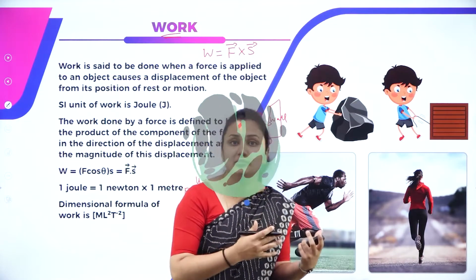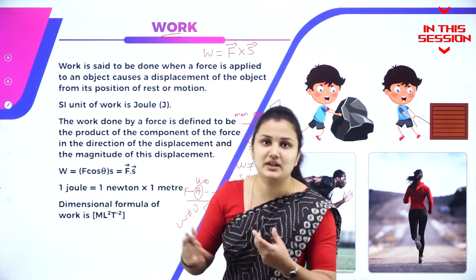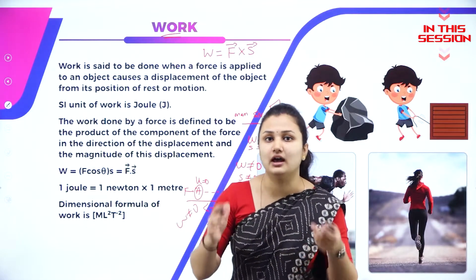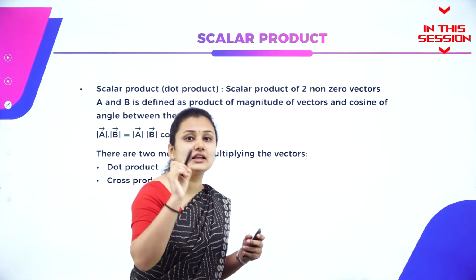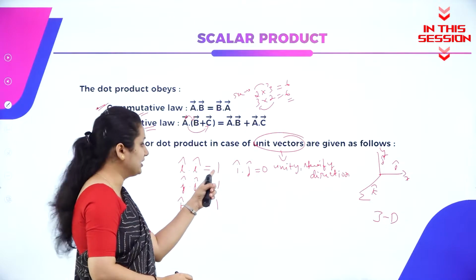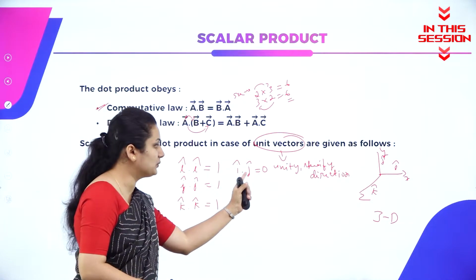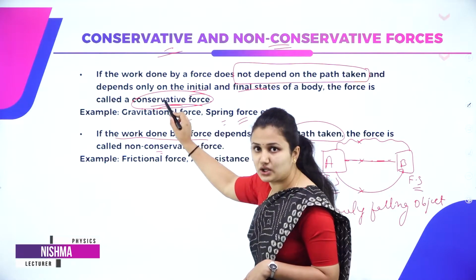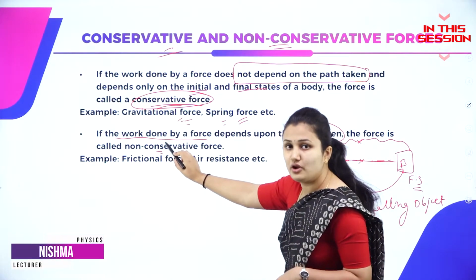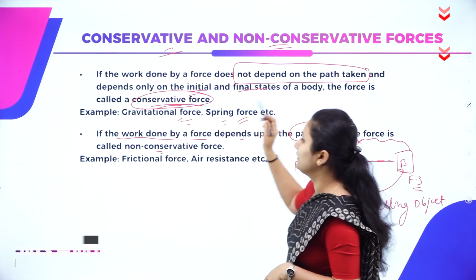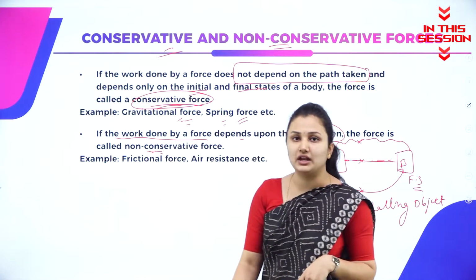Work has been done means there must be some displacement. Without displacement, we cannot tell work has been done. What is scalar? It gives magnitude. It is independent of direction. If it is the same unit vector, then it will be equal to 1. If it is different unit vectors, then it will be 0. Work is independent of the path taken in a conservative force. In a non-conservative force, the work done by the force depends upon the path taken, and the force is called a non-conservative force.